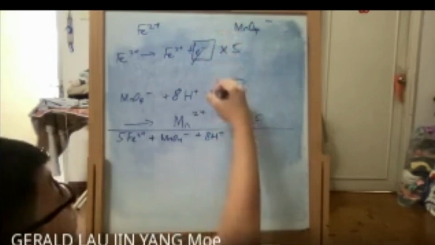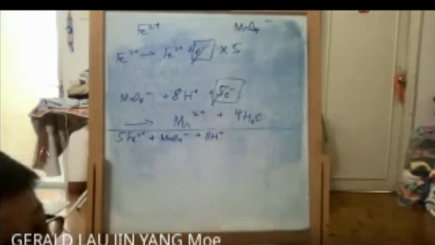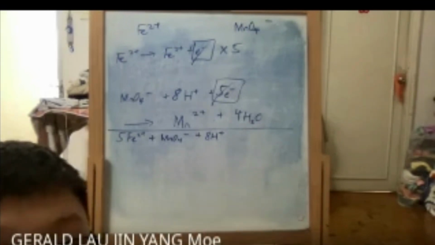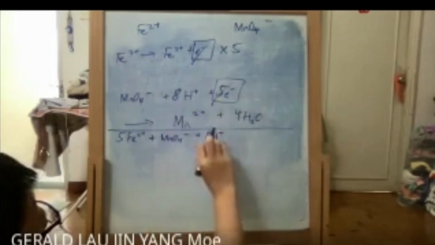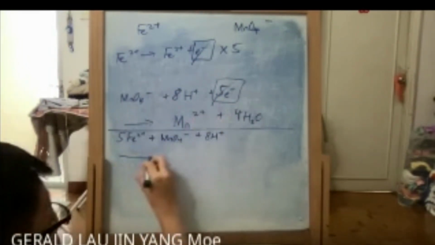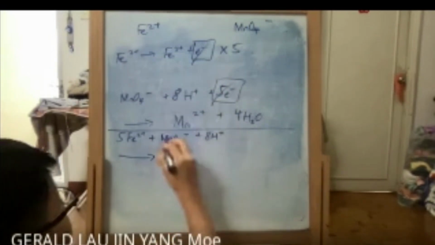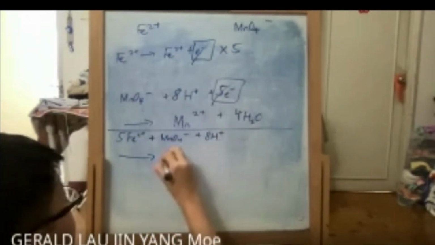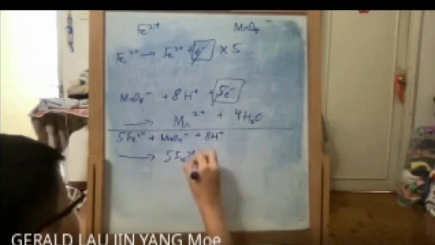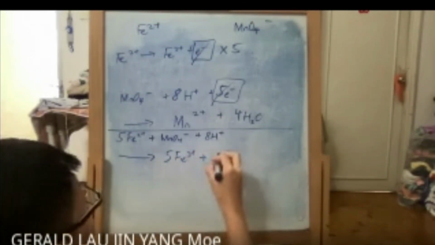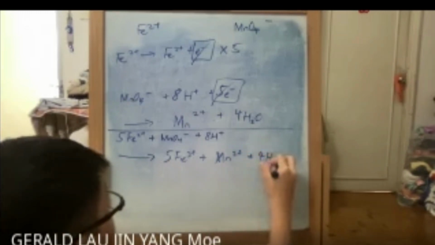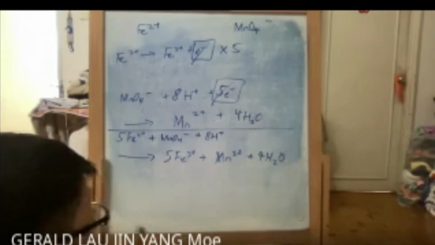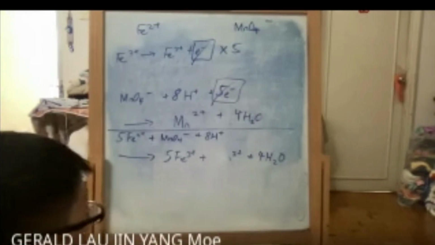Electrons you can remove already because it's the same on both sides. Okay, so this one is ready, and then all the reactants are finished. What is your product? Here also 5, remember. So 5Fe3+ plus Mn2+ plus 4H2O. So this is the complete ionic equation.